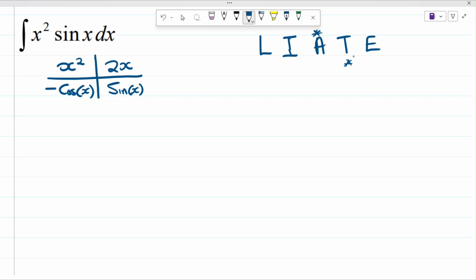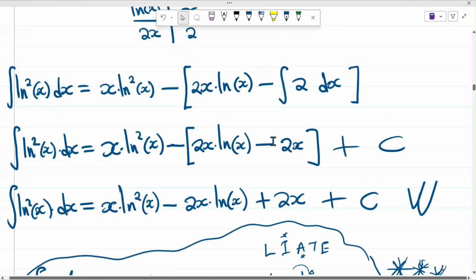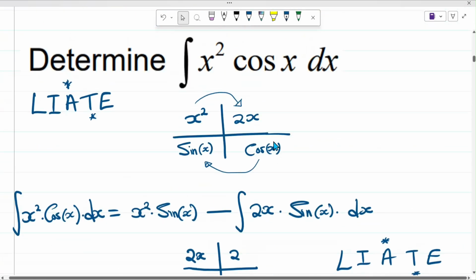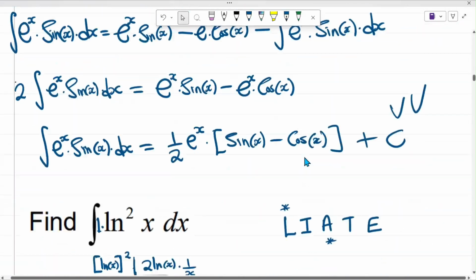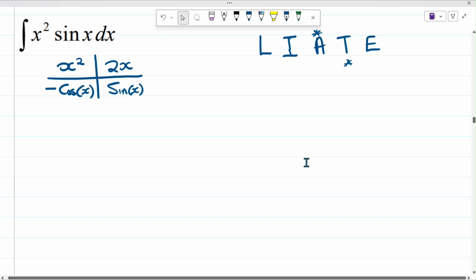Didn't I do this problem? Let me just confirm, because it looks very, very familiar. I don't want to repeat problems that I did. x squared sine x, x squared sine x. Oh, it was x squared cos of x. Sorry for the language. Okay, it's going to be the same procedure though.